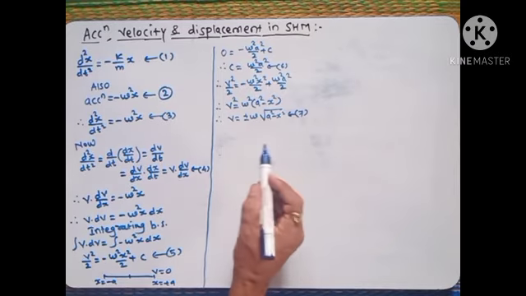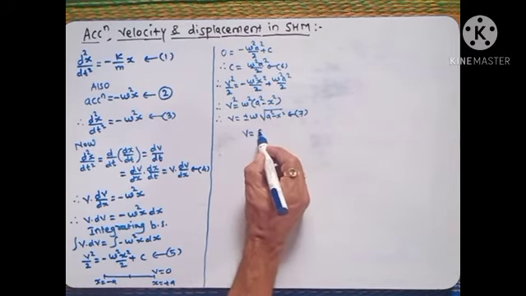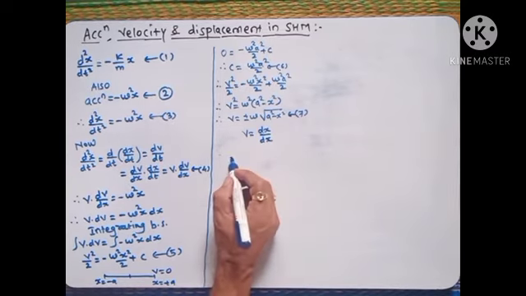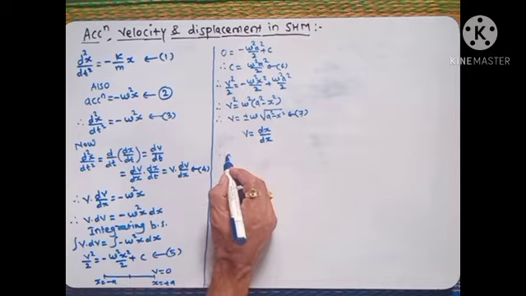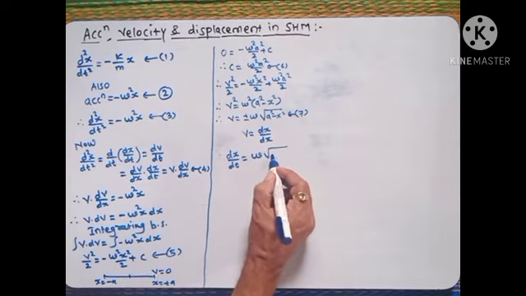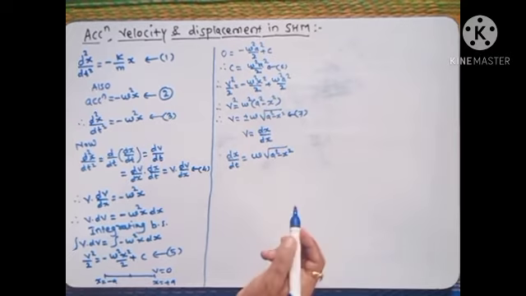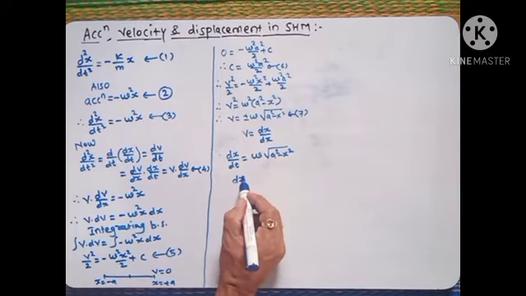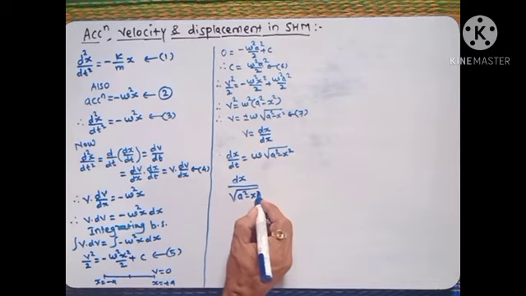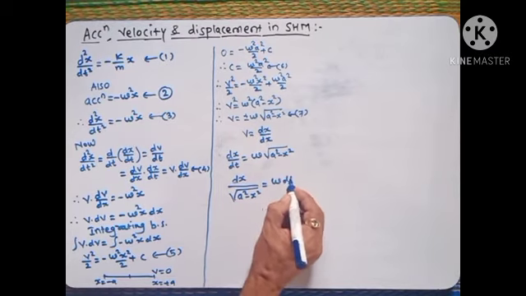Now we have to obtain the displacement. You know v equal to dx by dt. Therefore we put this value in equation 7. We get dx by dt is equal to omega root of a square minus x square. Now we rearrange this: dx upon square root of a square minus x square is equal to omega dt.